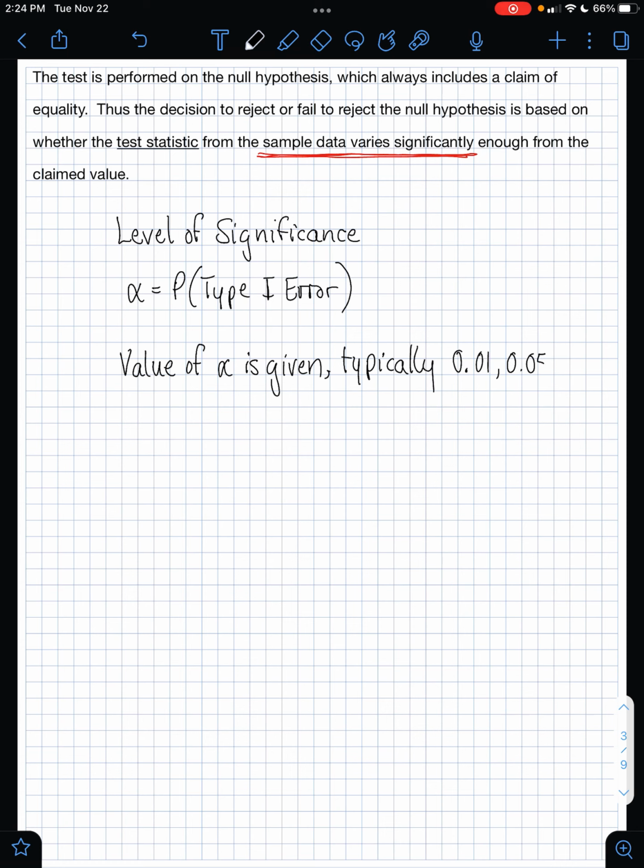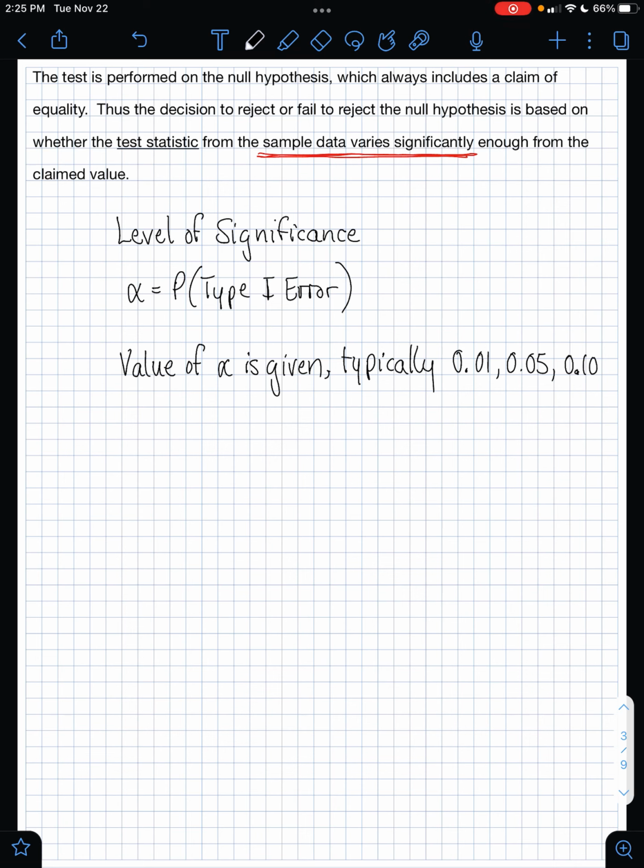We want to keep it as small as we can because we don't want to make the error. We really want to avoid making it. So typical values for alpha are 0.01 or 0.05 or even 0.10, but you'll very, very rarely see anything bigger than 0.10. Even 0.10 itself is a little bit large because, again, we don't want to make the error. The idea then is that the smaller alpha is, the more extreme our data has to be to make the decision to reject.